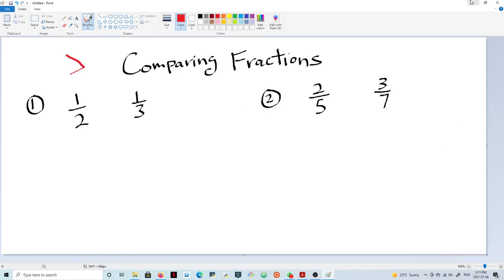Hello guys, so I'll be making a video here on comparison of fractions. This is more like a grade 5 question or grade 5 content.